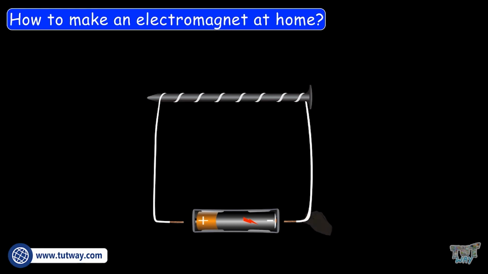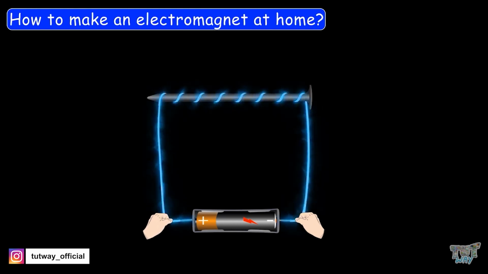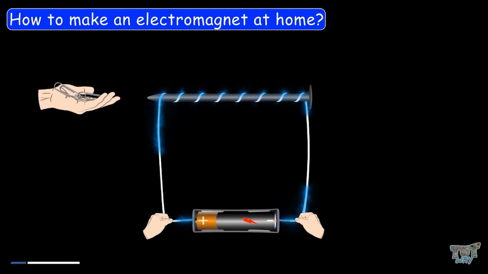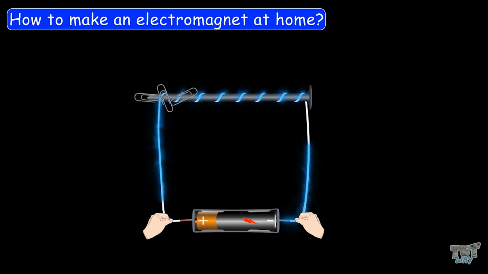Connect one end of the wire to one terminal of the battery. Connect the other end of the wire to the other terminal of the battery. Now, bring some paper clips closer to the iron nail. You will see that the iron nail attracts the paper clips.